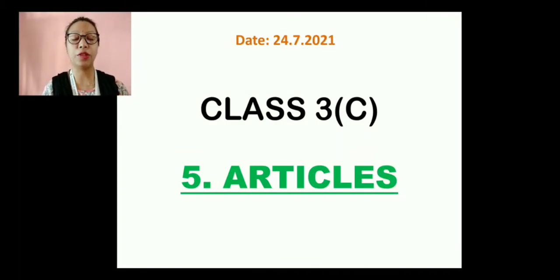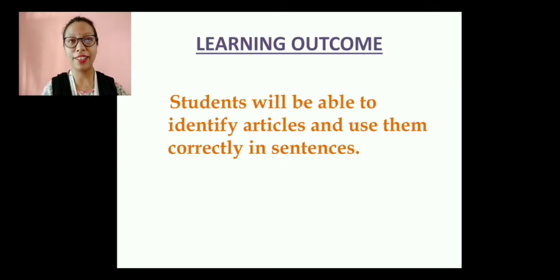Today's date is 24th July 2021 and we have been doing articles, right? So we are going to discuss the articles a and the, which we have already discussed, but we are going to repeat it once again. The learning outcome of today's class is that students will be able to identify articles and use them correctly in sentences. You have already identified them, but you will know how to use them correctly while framing sentences.